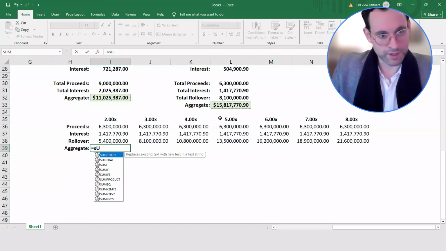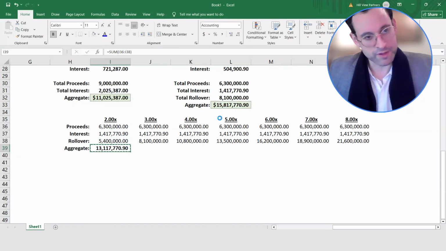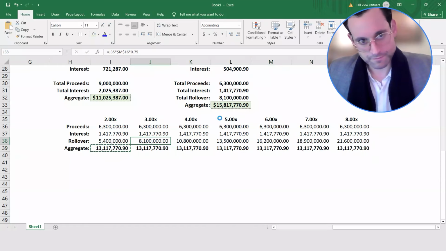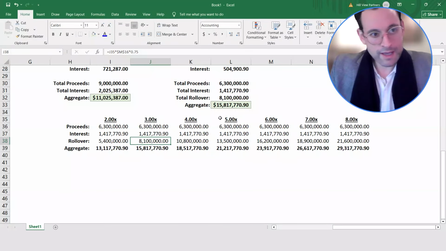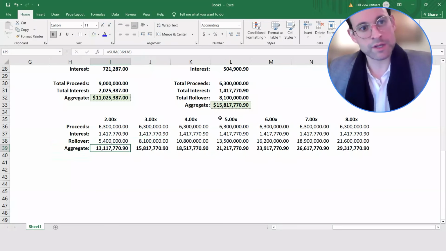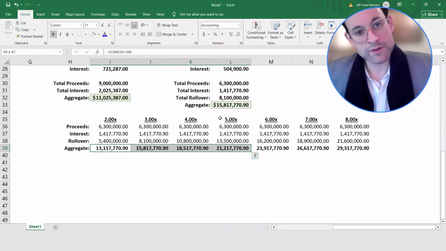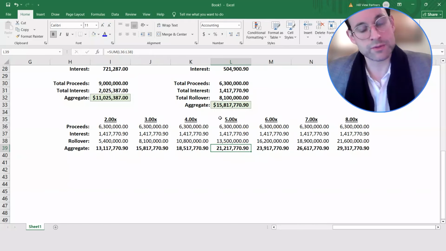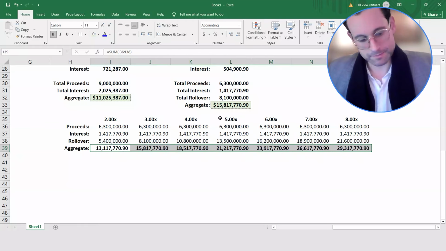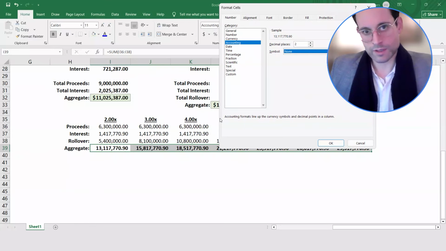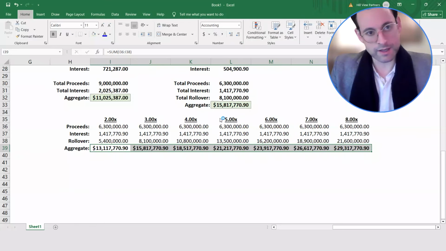Now we're starting to look at some really big numbers, right? So this is where things get really exciting. If it 2x's, okay, you're at $13 million versus 11. But if you start to hit a 5x on that rollover piece, well, now you're at 21 million. I mean, now you're at 23. So let's make this look slightly nicer.